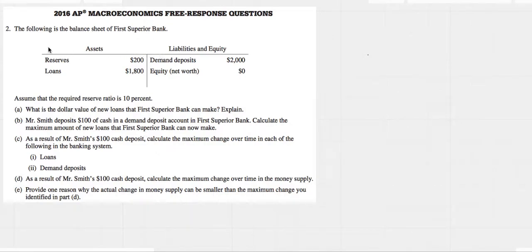Macro, FRQ number 2, this T-Accounts. Reserve ratio is 10%. What is the dollar value of new loans that First Superior Bank can make?